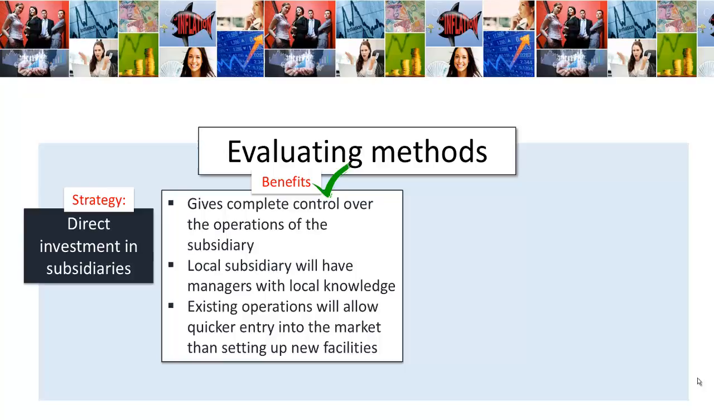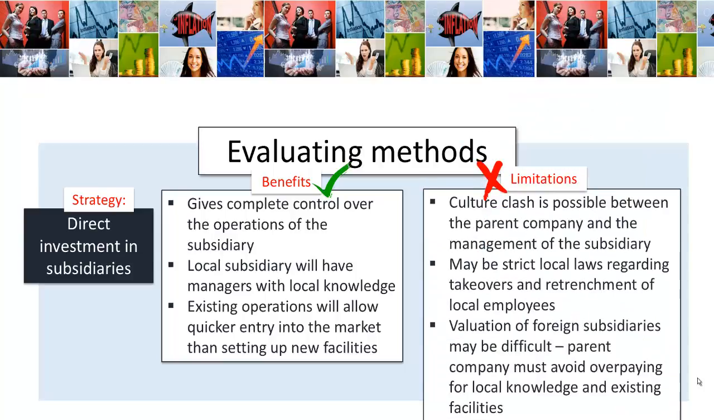And direct investment in subsidiaries. This gives complete control over operations of the business, which is owned and operated by the other company. Local subsidiary will have managers with local knowledge. Existing operations are going to allow quicker entry into markets, quicker than setting up new facilities, new operations, new factories, new stores, etc.